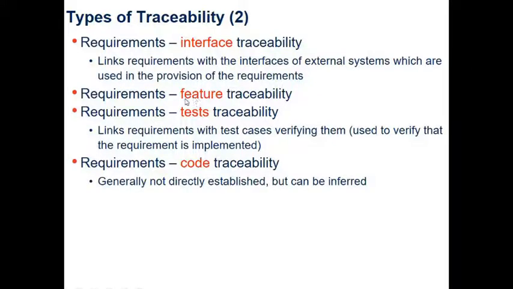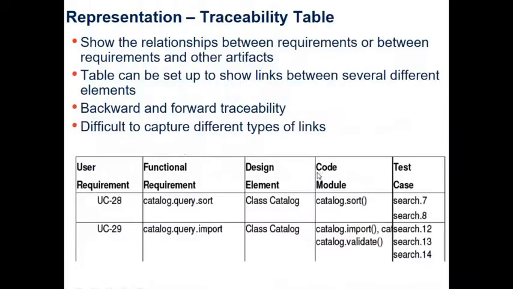We also need to be able to trace features. So feature traceability and test traceability. This links requirements with test cases that verify that requirement. It's used to verify that the requirement is implemented. Then you have code traceability, so generally not directly established, but it can be inferred.